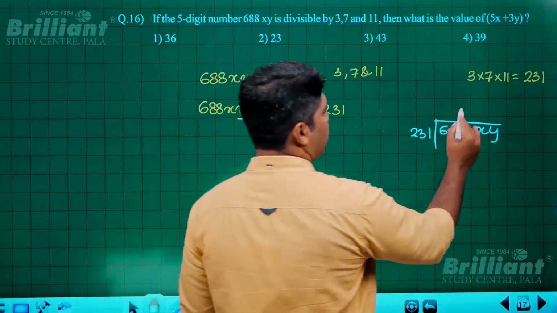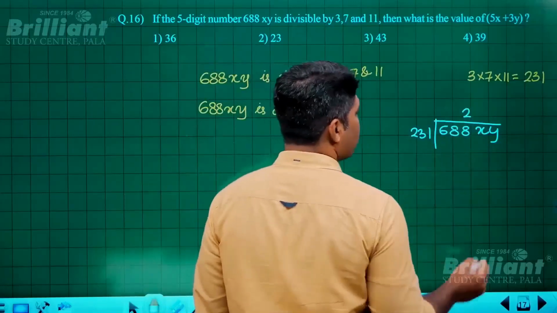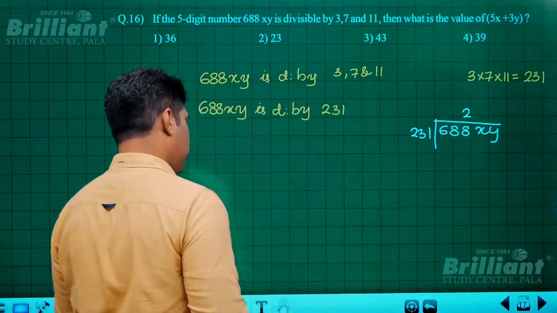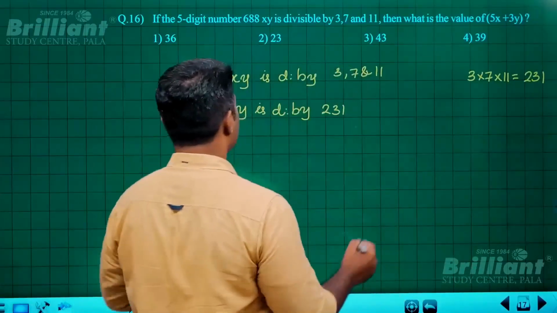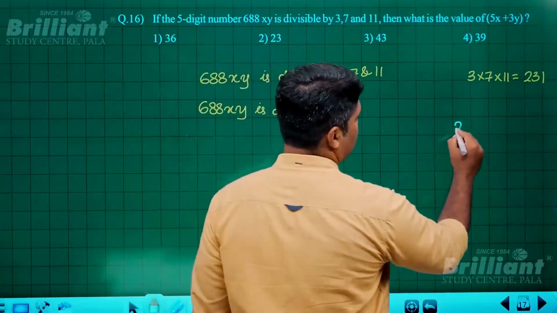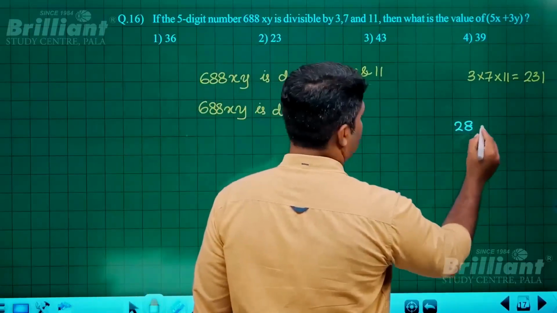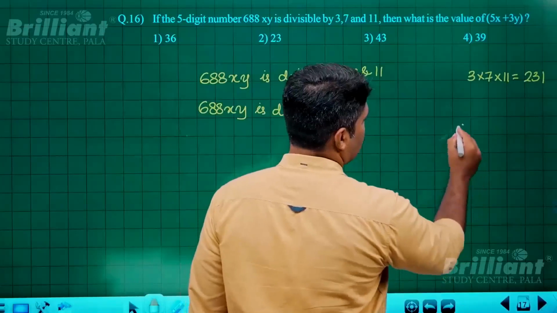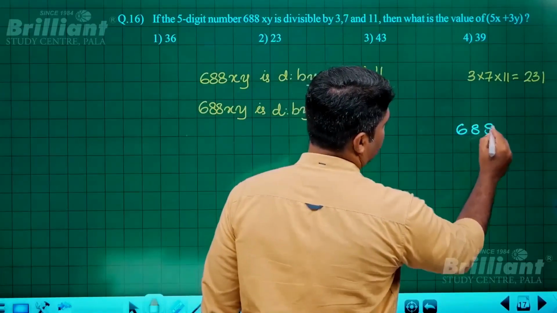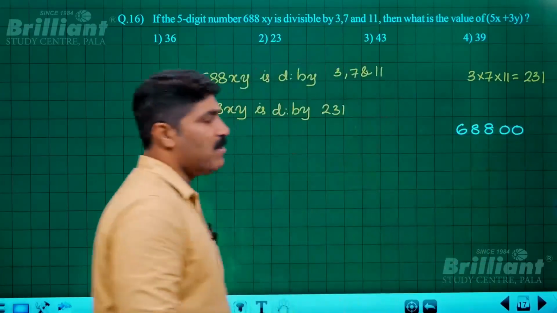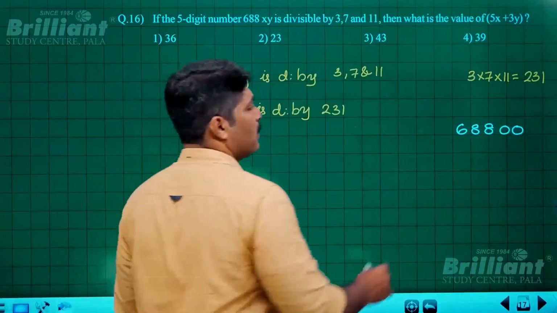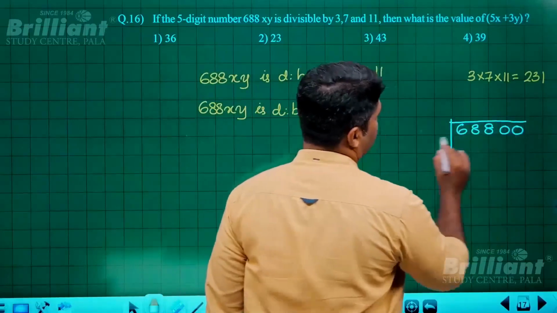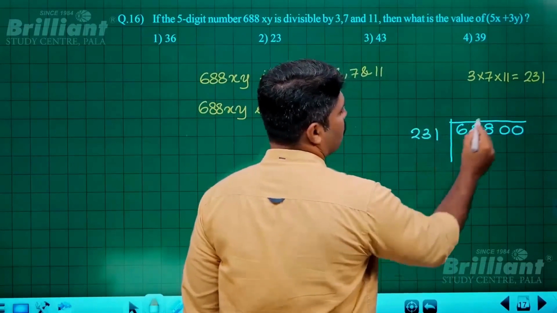So here we know that instead of this xy, we just put 2 zeros. Correct? Instead of this xy, we just put 2 zeros. So like that we can do. So this is 68800. I just consider the base value. Instead of x and y, I just put 0, 0. So then we are checking when we divide it by 231, how to do the operation here?